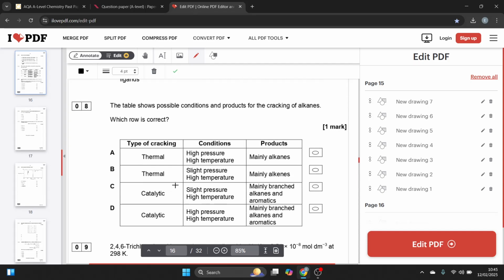The table shows possible conditions and products for the cracking of alkanes. Which row is correct? Thermal cracking, high pressure, high temperature. Yes, that's true. Mainly alkanes. No, for thermal cracking, it's mainly alkenes. So definitely not A. Look at B, thermal, high temperature, slight pressure. No, that's wrong. Catalytic, high temperature, slight pressure, mainly branched alkanes, aromatics. Perfect. So the answer is C.